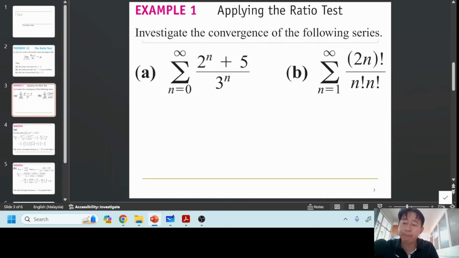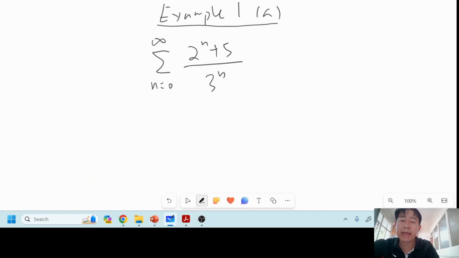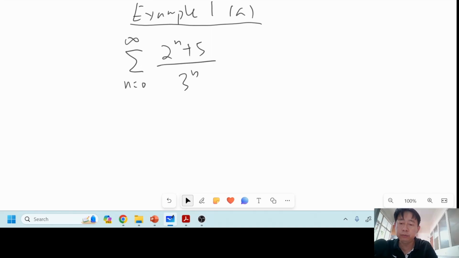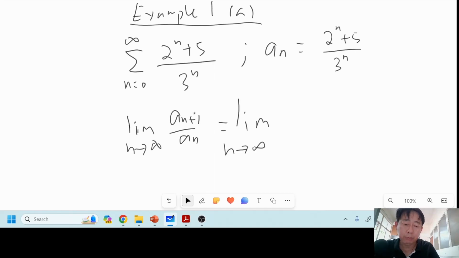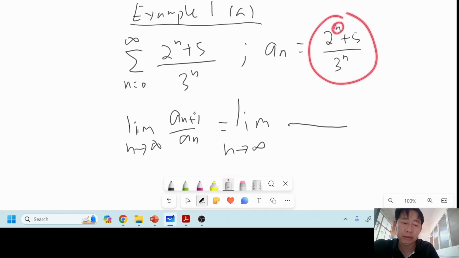Let us look at example 1a. To apply the ratio test to example 1a, you first identify the expression of the terms a_n in the series, which is just (2^n + 5) over 3^n. You form the limit of a_(n+1) over a_n, then take the limit of the ratio as n tends towards infinity. I'm going to write down the expression for a_(n+1), where I look at the expression of a_n and replace all the n by n+1.